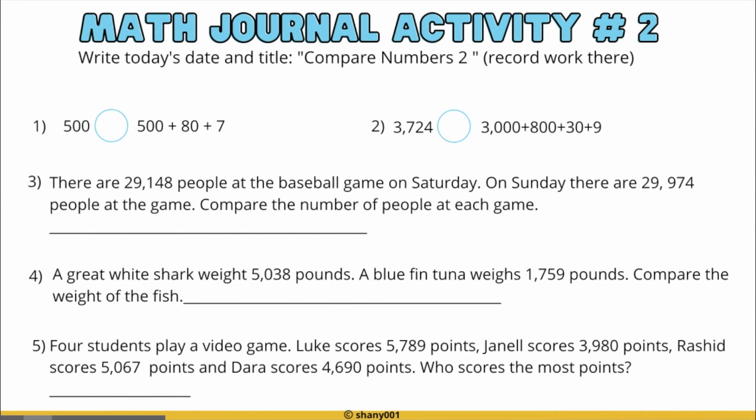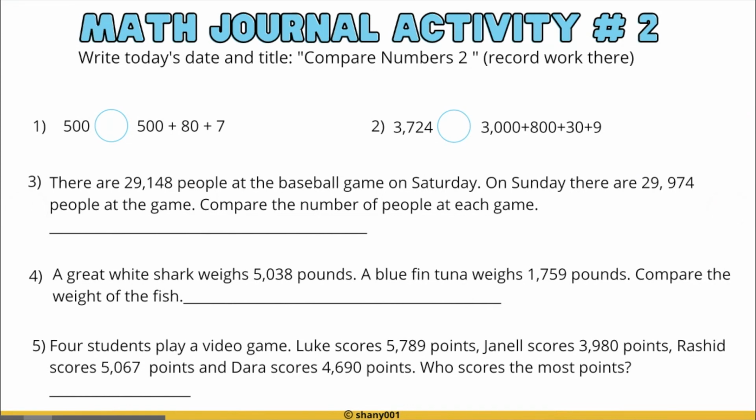So let's go ahead and read number 3. There are 29,148 people at a baseball game on Saturday. On Sunday, there are 29,974 people at the game. Compare the number of people at each game. So you will compare the numbers 29,148 to 29,974.